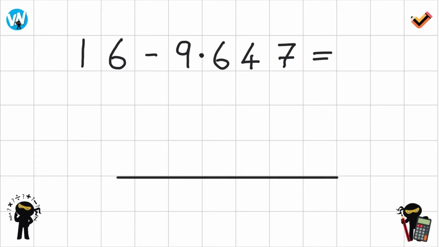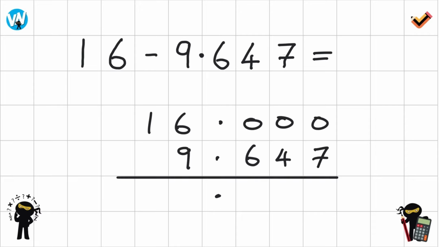Here's another quick example. Again, if you want to pause it, go for it, but I'm just going to get straight into it. I've spotted that I've got a decimal, I've got a whole number, and I've got 9.647. I can see a decimal. I just go into autopilot, decimal, decimal, decimal, 16, take away 9.647. So I've still got 16 there, take away 9.647.